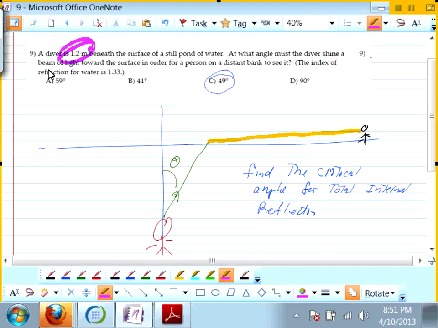So the big question is, what is that number doing there? The diver is 1.2 meters beneath the water. It's a complete distraction. It is only there to cause you to get confused.